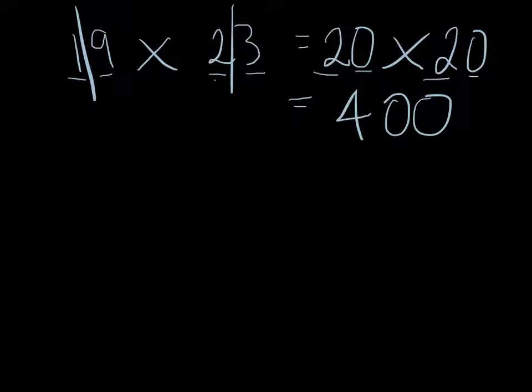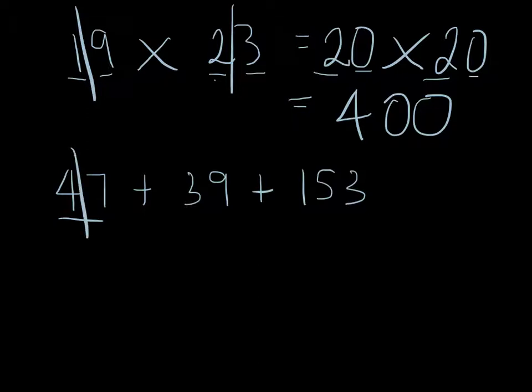Okay, now I'm going to do an addition. I'm going to estimate the value of 47 plus 39 plus 153. 47, leading digit is tens. Is 47 closer to 40 or 50? Well, 7 is above 5, so it's closer to 50. I round up. 39, draw my line after the 3. 9 is greater than 5, which means I round my leading digit up to 40.